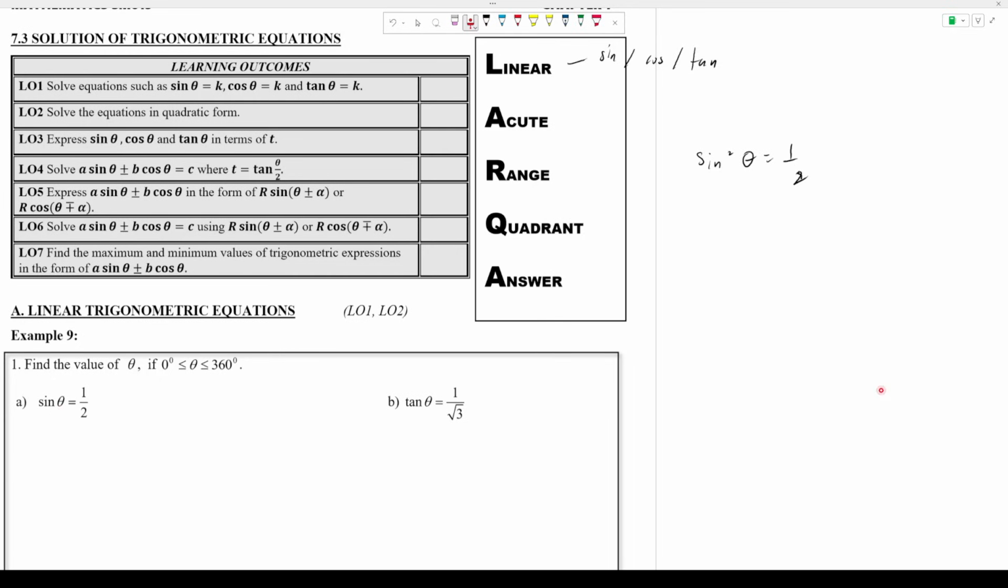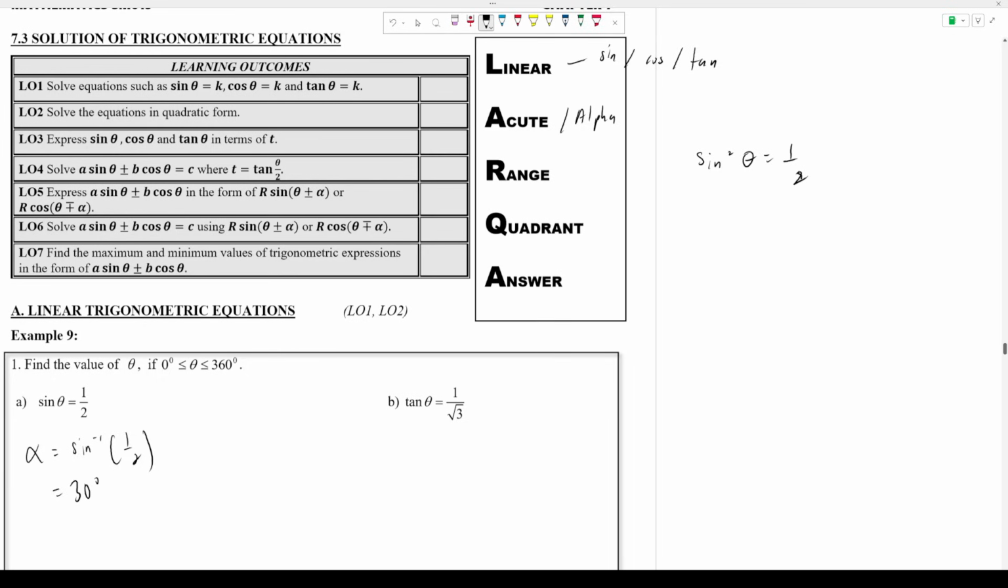Next, acute. Acute here means you're looking for the alpha, the reference angle. Alpha equals, the formula is, from sine theta equals 1 over 2, so arcsine of 1 over 2. Press the calculator, and you will get 30 degrees.